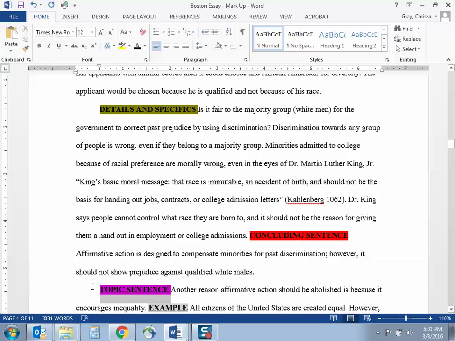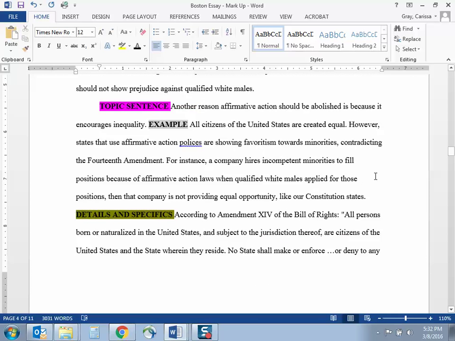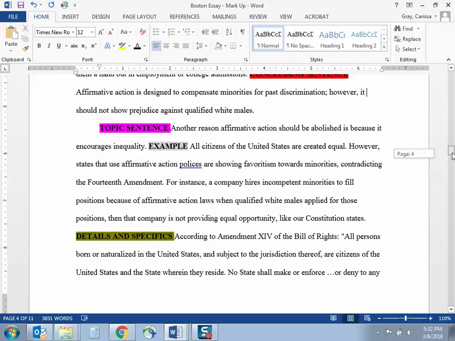Before you move to the second topic, you need to give me a concluding sentence. This is about reverse discrimination. Let's see what LaWanna said at the end. Affirmative action is designed to compensate minorities for past discrimination. However, it should not show prejudice against qualified white males. So she concluded her topic by reminding us that this is about reverse discrimination. Okay, let's continue. She has 2 more points. And so she has done the same thing 3 times.